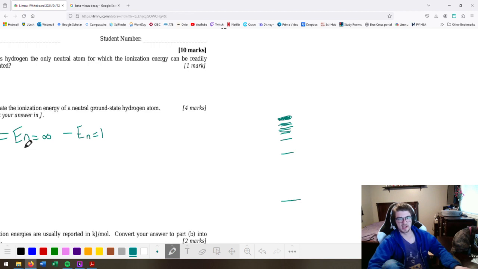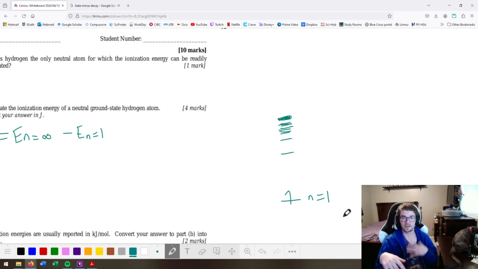What this is saying is the infinite energy level, which is dissociated from the atom, the electron dissociating from the atom, minus En equals 1. And n equals 1 is the ground state. So for a hydrogen atom that just has one electron, it would look like this. It is the lowest energy level that an electron can occupy in this particular element. And we can go up.